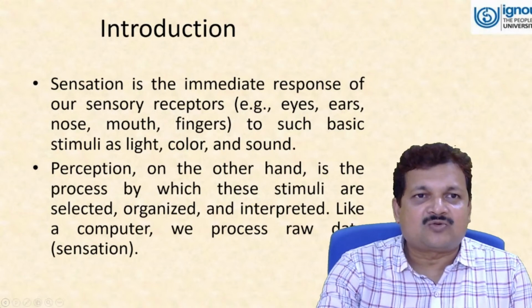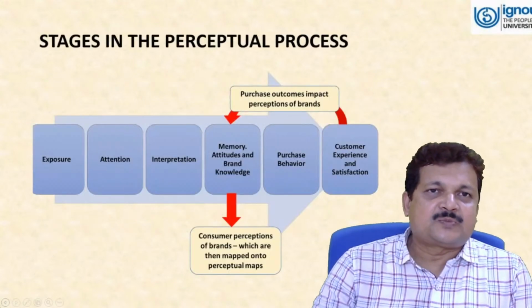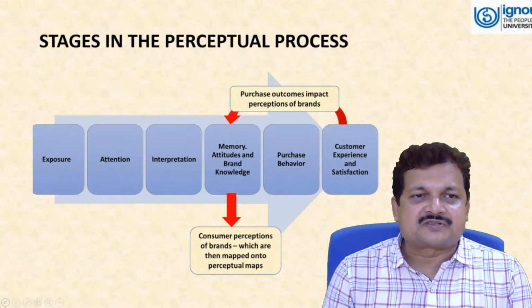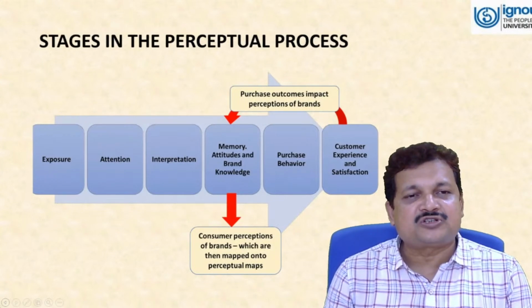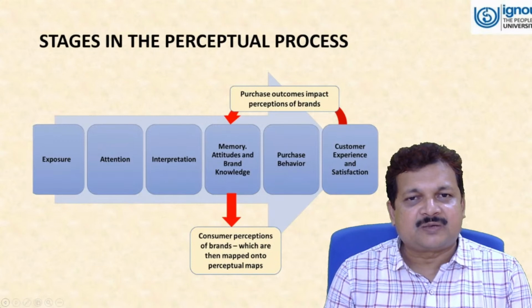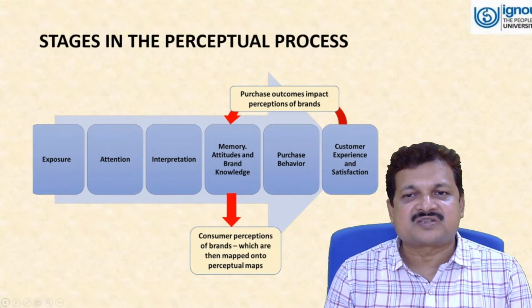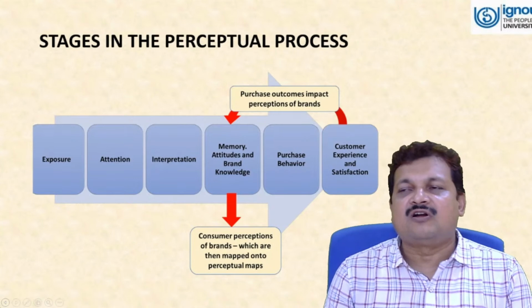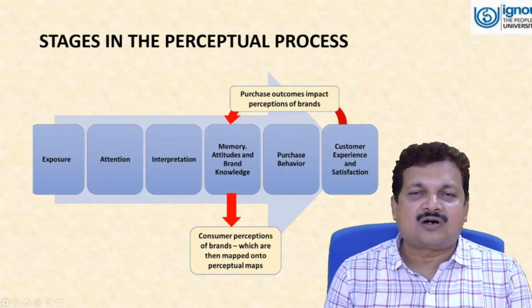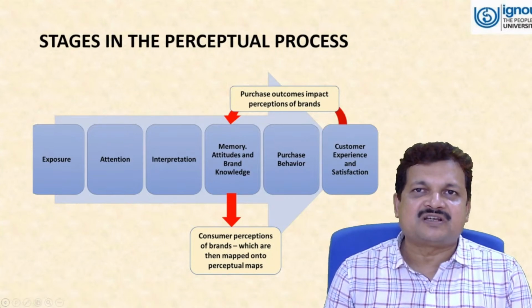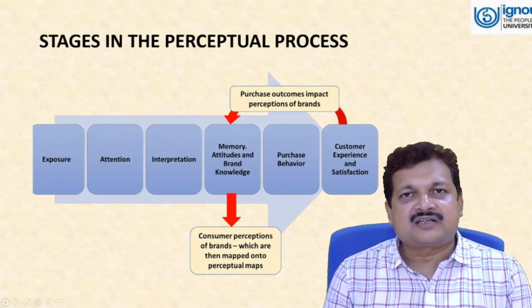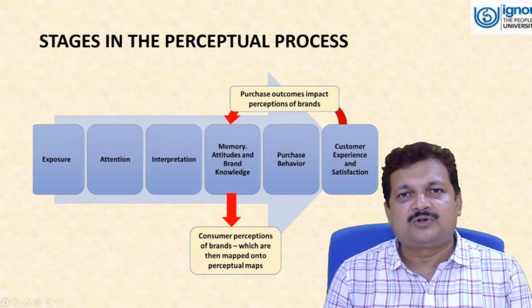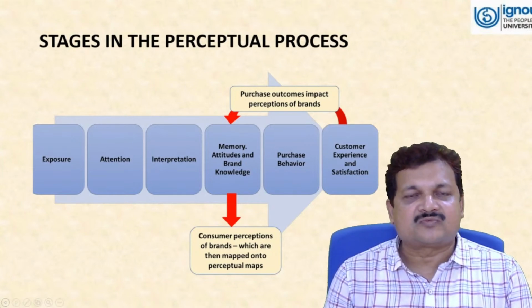Let us go into more detail about perception. Stages in the perceptual process: it starts with exposure, then attention, interpretation, memory, attitudes and brand knowledge, purchase behavior, customer experience and satisfaction. First comes exposure. What do we call exposure? We know it very well from our 4 P's of marketing: product, price, place, promotion. In marketing, these are the sources by which we can come to know about a particular product. So first is the product.